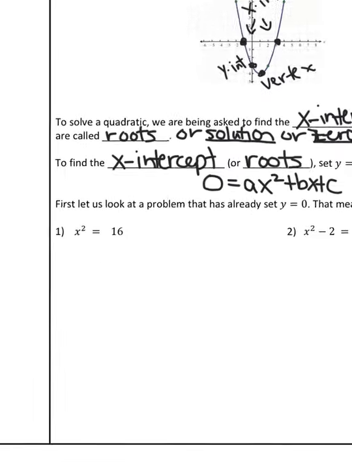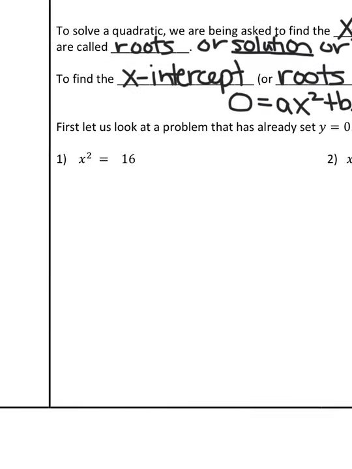So looking at number 1 over here, here's our first problem. X squared equals 16. I said first, let us look at some problems that already have y set equal to 0. So these ones, there is no y anywhere. So we don't have to worry about setting y equal to 0. We're just solving for x. I want us to start by focusing on just the solving for x part of this. And so we're looking at x squared equals 16. Now the inverse of square is the square root, right? So we're doing inverse operations.